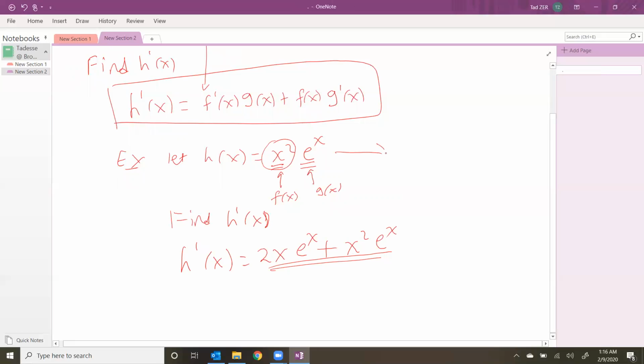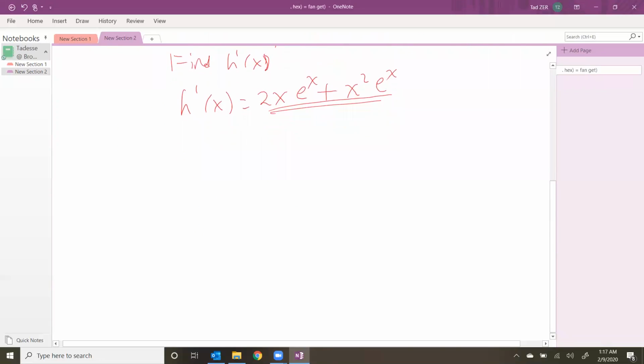Keep in mind, the common mistake is that, just like the sum rule and difference rule, they think the derivative of f times g of x equals f prime times g prime. This is absolutely wrong. We don't have that rule. So this is what the product rule says.